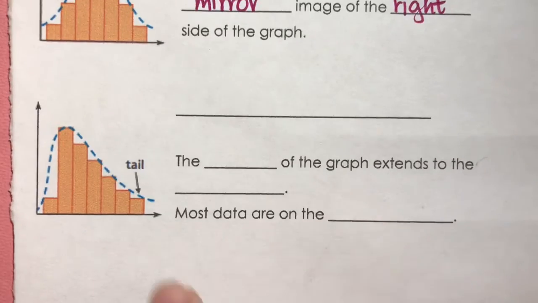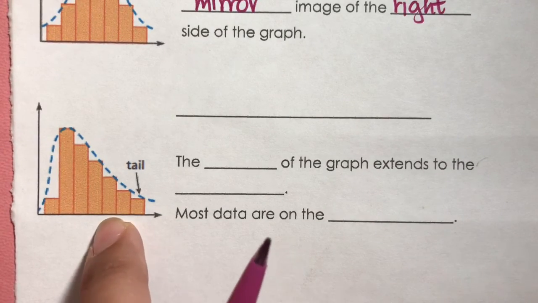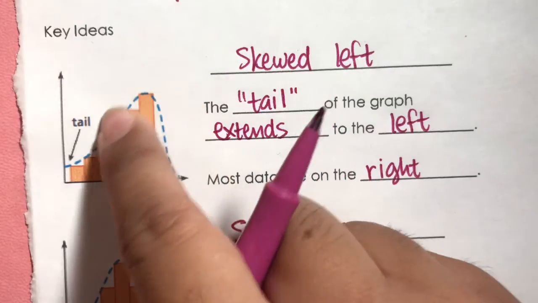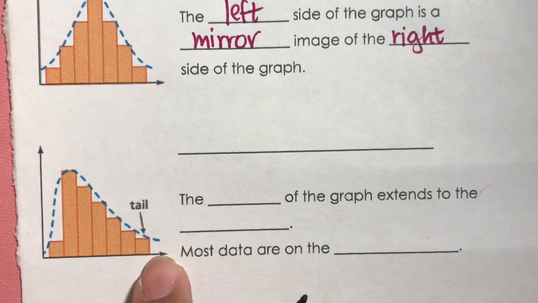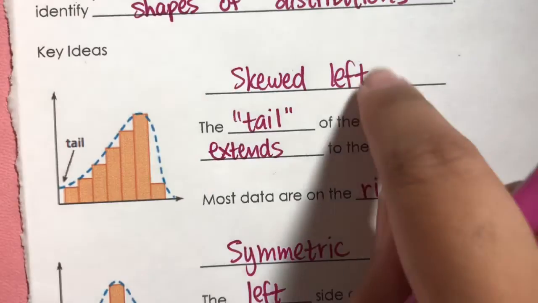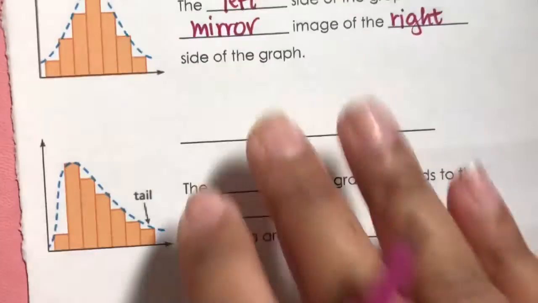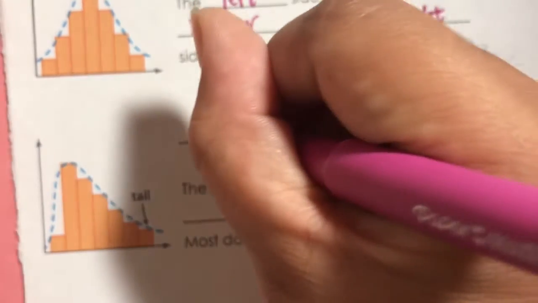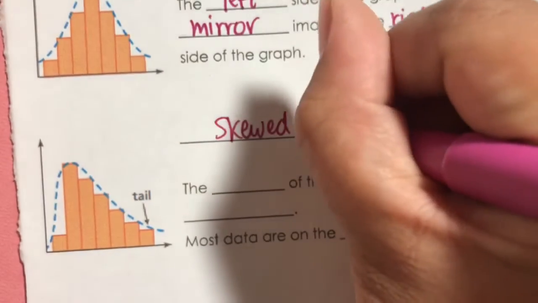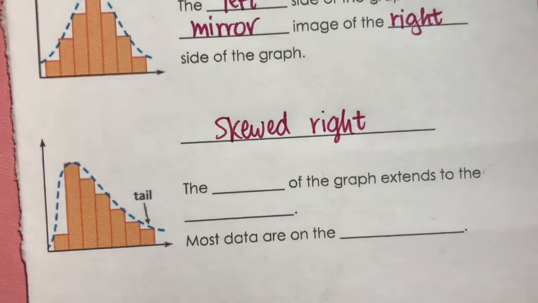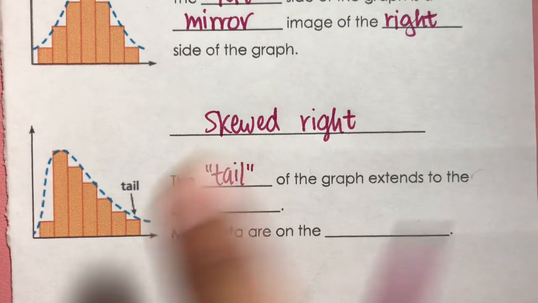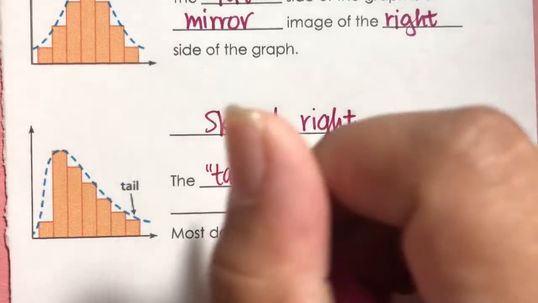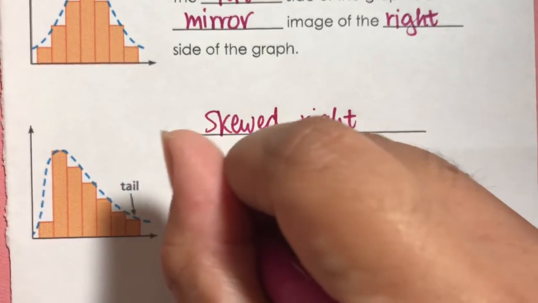Now for this one, finally at the end. Remember at the top we saw that it was skewed left, the tail was going to the left side. If you look at this one right here, the tail is going to the right. So if you know that skewed left means the tail is going to the left side, this is going to be skewed right. Again, the tail, where the data starts to get smaller, extends to the right.